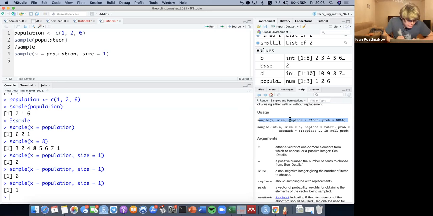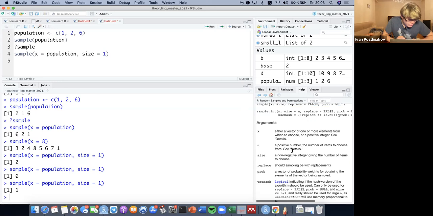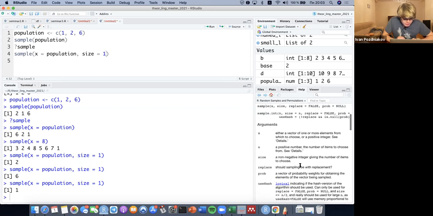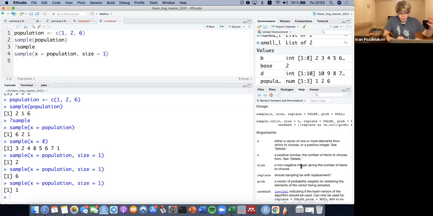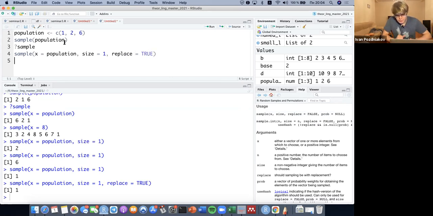And we have a parameter replace that is false by default. Should sampling be with replacement? So it means that by default, the sample function returns without replacement. So if you want to do it with replacement, because we actually do it with replacement, we set replace to true. Right.